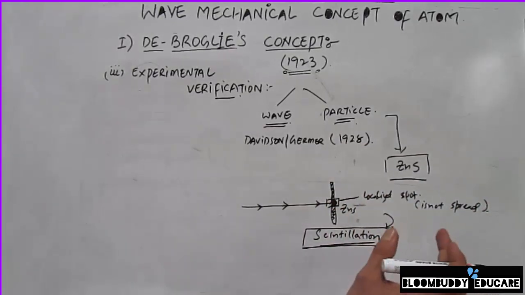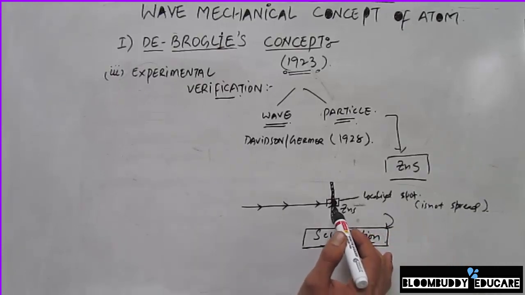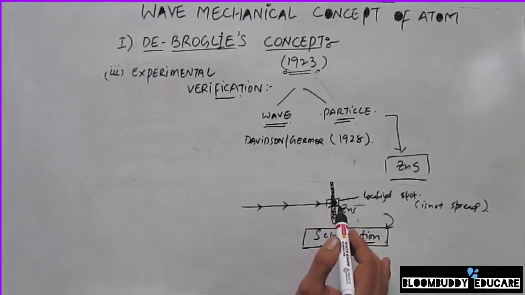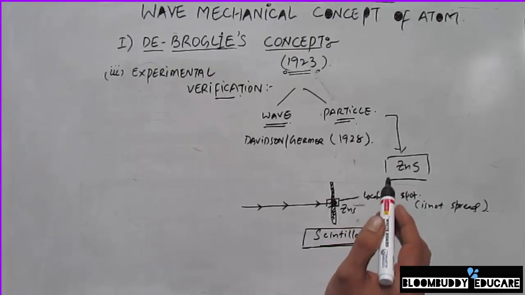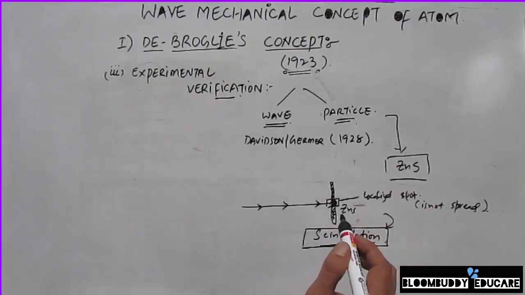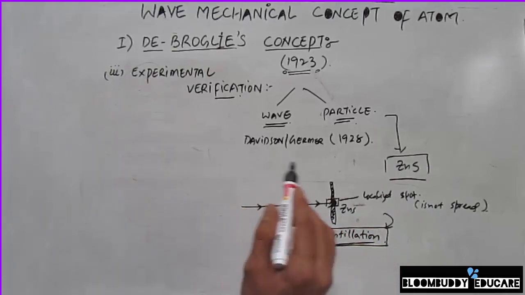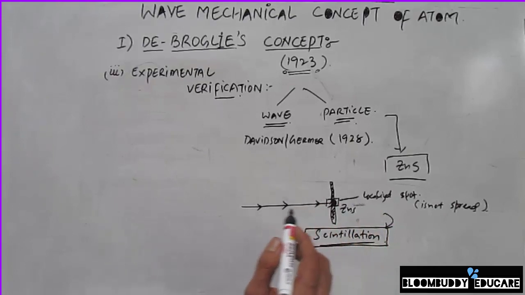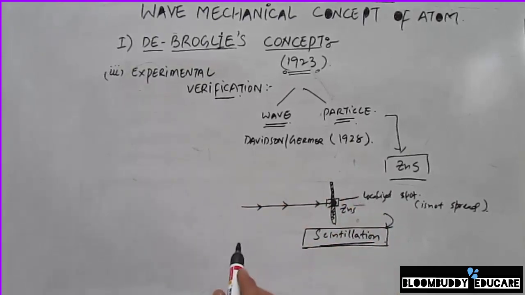Now, since the localized character is possessed only by a particle, a particle always has a localized character. So this experiment proved that the electron has a particle nature, and it clearly indicated de Broglie's wave mechanical concept, wherein the electron acts as a wave, and at the same point of time it also acts as a particle. So this was overall the experimental verification which clearly proved de Broglie's wave mechanical concept.